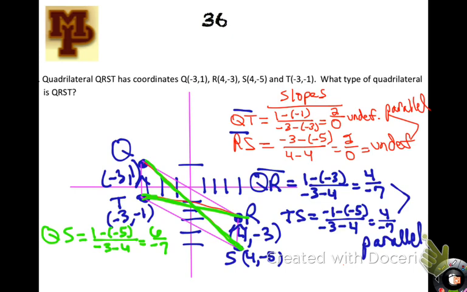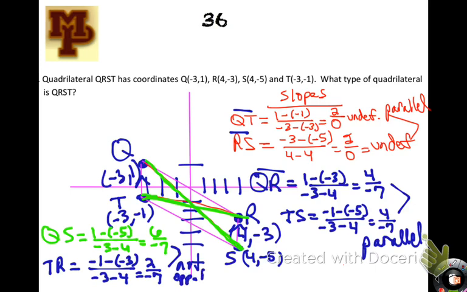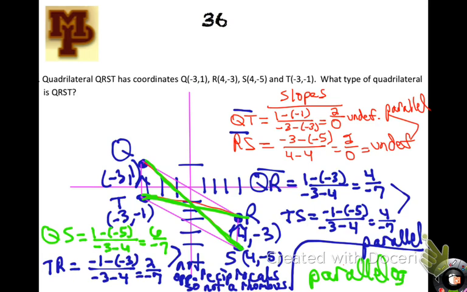And then the other diagonal is TR, and that's -1 minus -3, and then -3 minus 4. So that's 2 over negative 7. These are not opposite reciprocals. So not a rhombus. And like I said, these are not opposite reciprocals. So parallelogram is what it is. Okay? So when I say not opposite reciprocals, I mean this was undefined, and this was negative 4/7, so not opposite reciprocal, so not a rectangle.